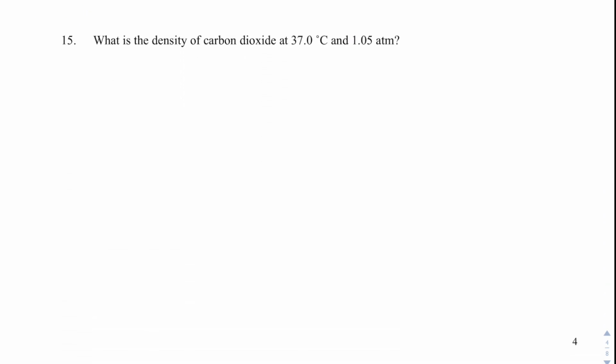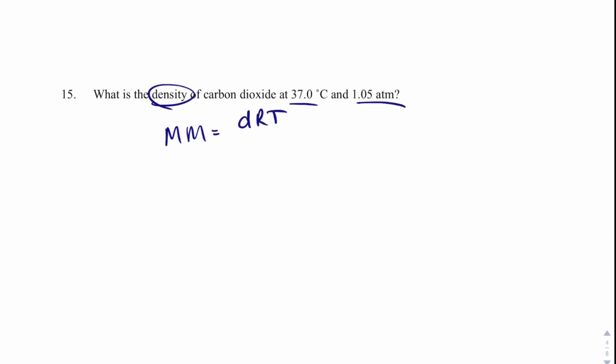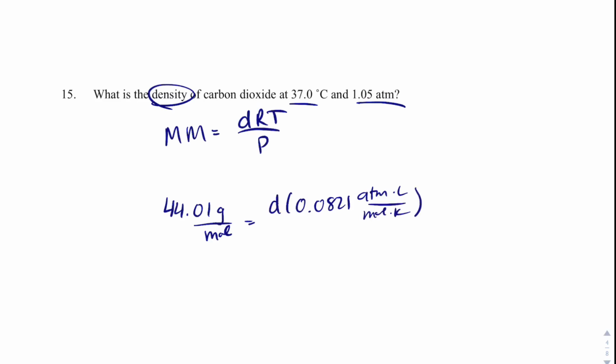So, number 15 is actually that exact question. It just says, what's the density? So I'll do this one really quickly. We're at different conditions, so we're going to get a different density, but chances are it'll be pretty similar. So molar mass equals dRT over P. The molar mass of carbon dioxide is 44.01 grams per mole. We're solving for density. R is 0.0821 atmospheres times liters divided by moles times Kelvin. Our temperature is 310 Kelvin, and our pressure is 1.05 atmospheres.